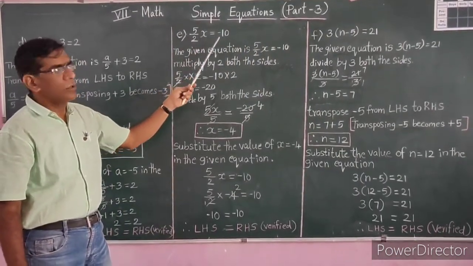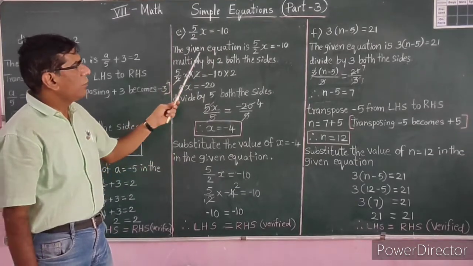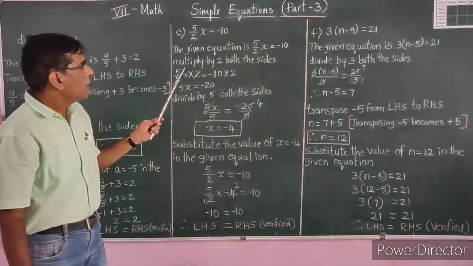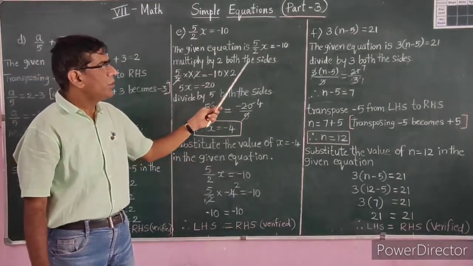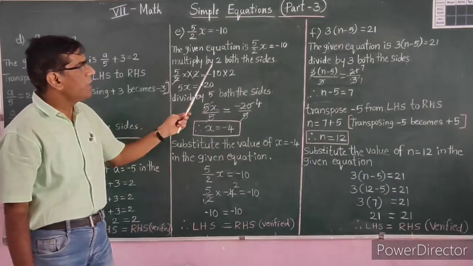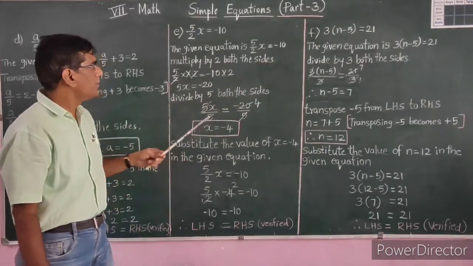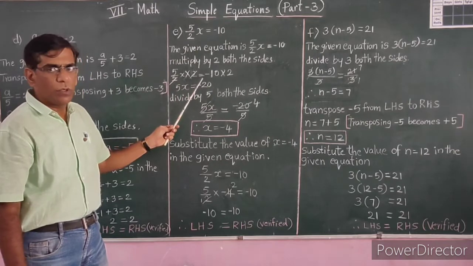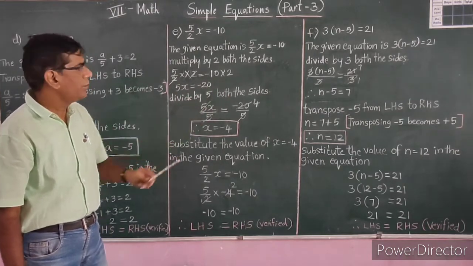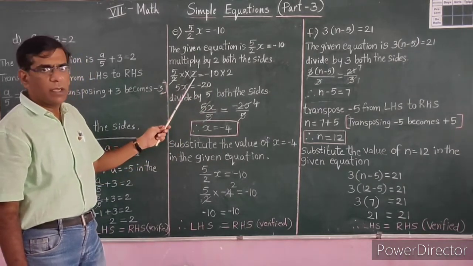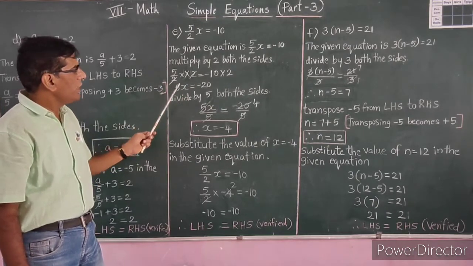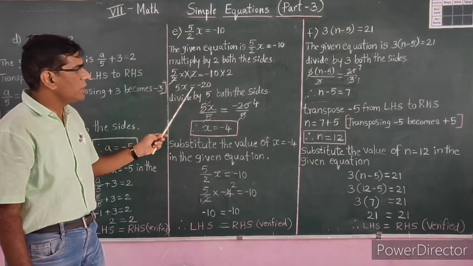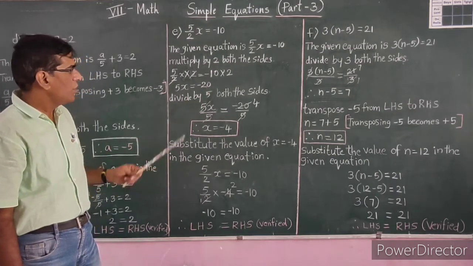Here is the next problem. 5 by 2x is equal to minus 10. The given equation is 5 by 2x is equal to minus 10. Multiply by 2 both the sides. 5 by 2x into 2 is equal to minus 10 into 2. Here this 2 and this 2 get cancelled. 5x is equal to minus 10 into 2, which is minus 20. 5x is equal to minus 20.